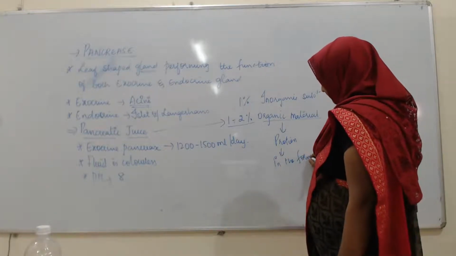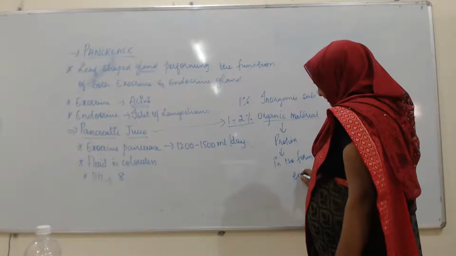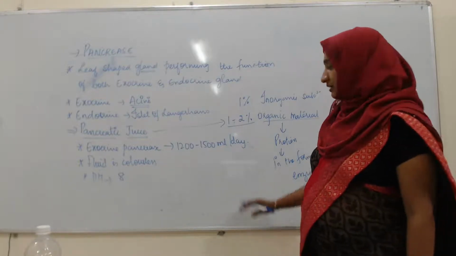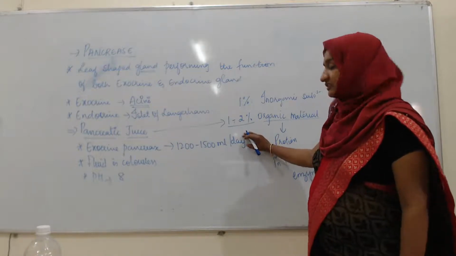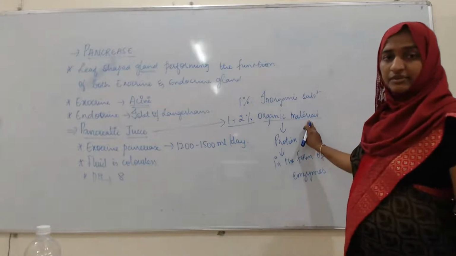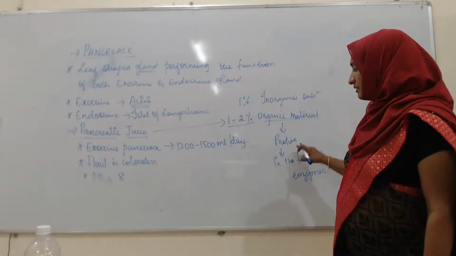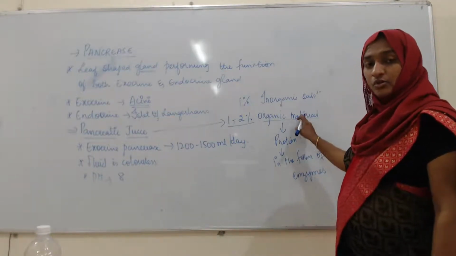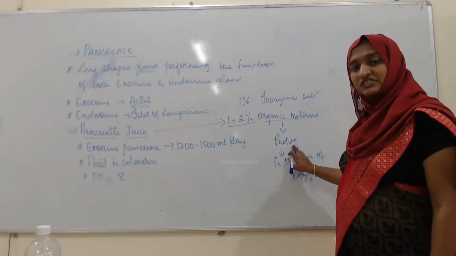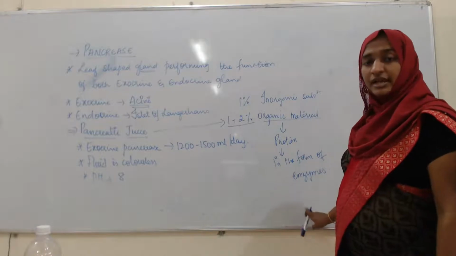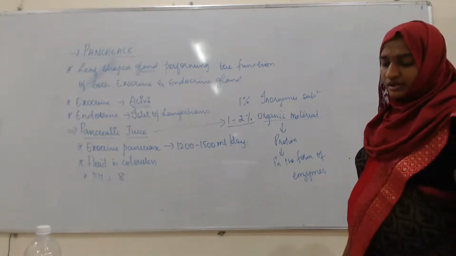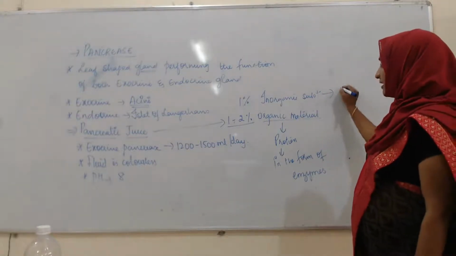Okay, whatever the pancreatic juice constitutes, about 1 to 2% of organic material, among that, the organic material will be the proteins, and those proteins are present in the form of what? Enzymes. The next term, the most important inorganic component, is the sodium bicarbonate.